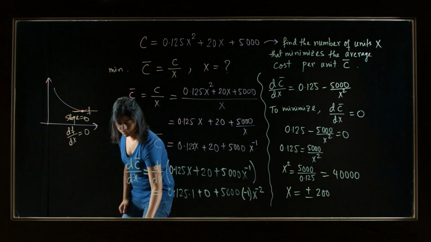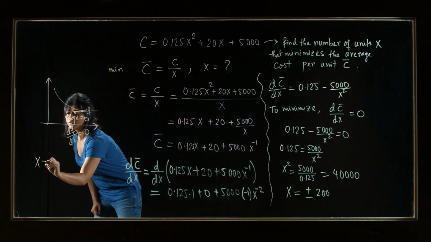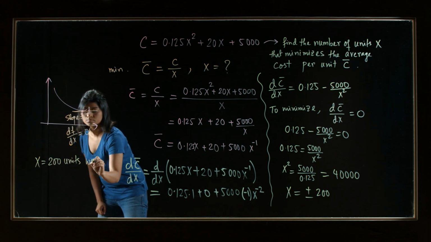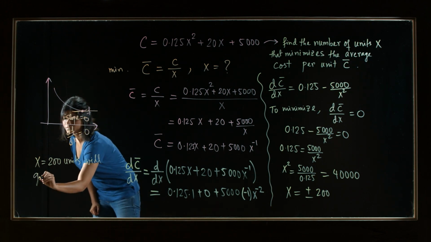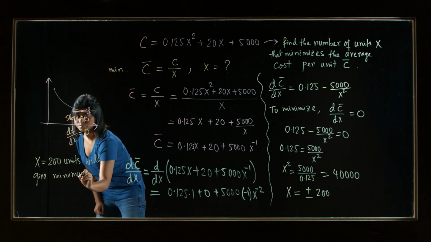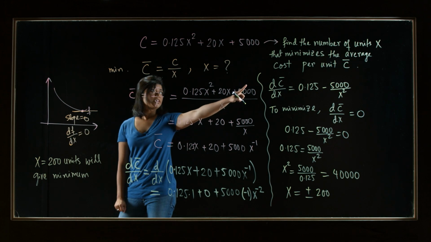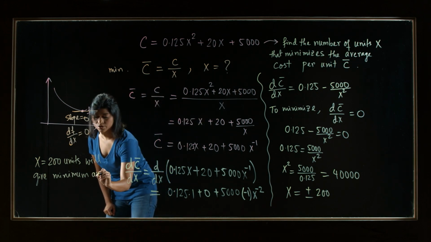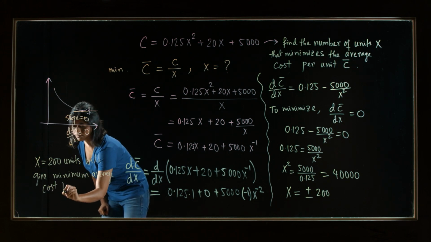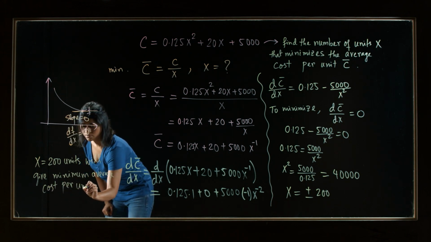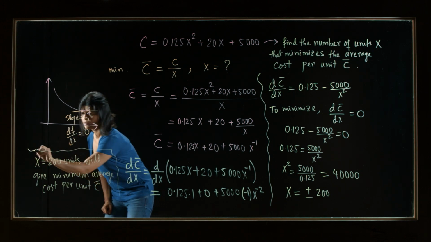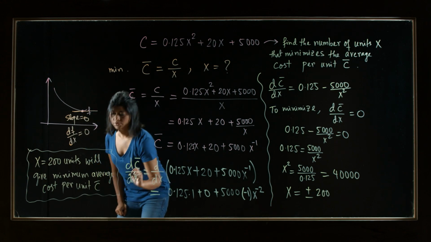So let me write that down. 200 units will give the minimum C bar, the average cost per unit. So that solves the problem.